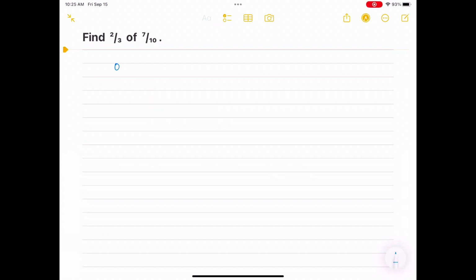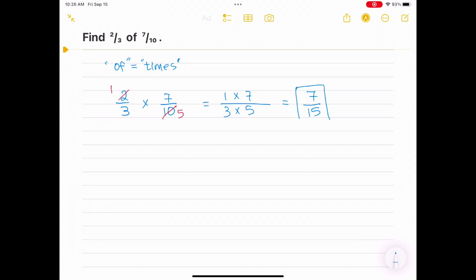Find 2/3 of 7/10. Again, of equals times. So in this case, we have 2/3 times 7/10. Right away, we see that the 2 in the numerator cancels with the 10 in the denominator, leaving 5 in the denominator. And now we can multiply straight across. 1 times 7 over 3 times 5, which gives us 7/15. And we box our answer.